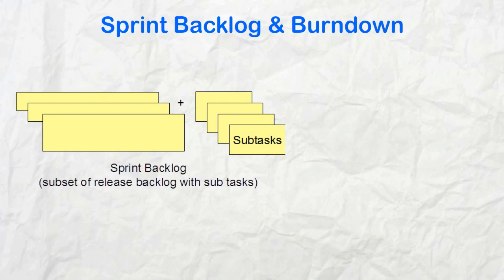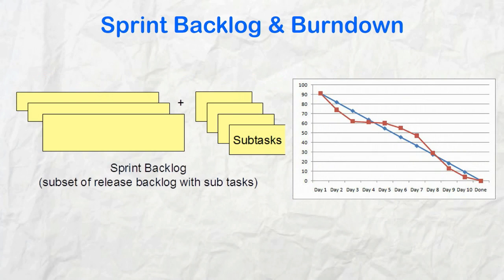As with the release burndown, the sprint burndown helps the Scrum team monitor progress within a sprint. The vertical axis usually shows hours or number of tasks and is related to the number of tasks remaining in the sprint backlog. The horizontal axis shows the number of days in the sprint.